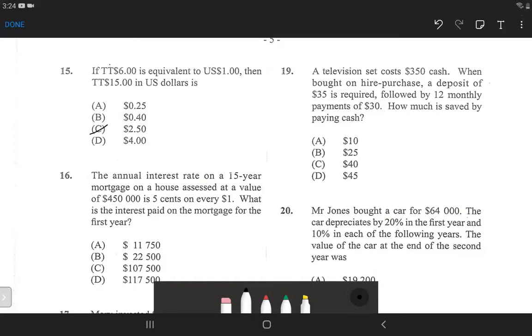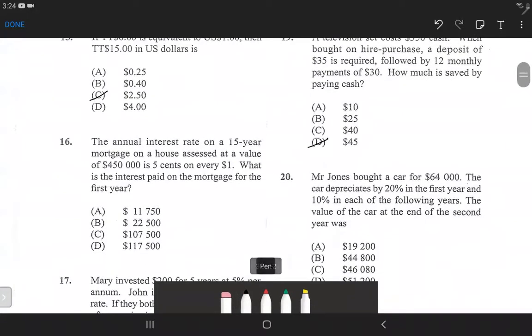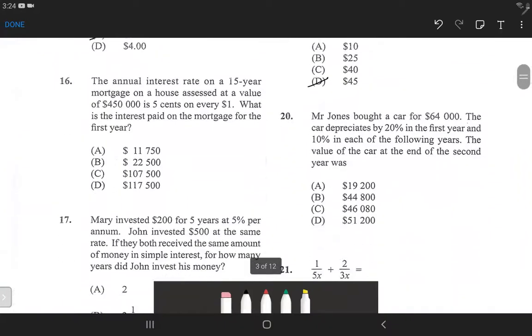Well, you have 12 monthly payments of $30. 12 3s are 360. So that is $360 you're paying in total here, plus your 35. So that's 395, right? But if you pay cash, you're paying 350, so you're saving $45, because it's 395 minus 350 is 45.